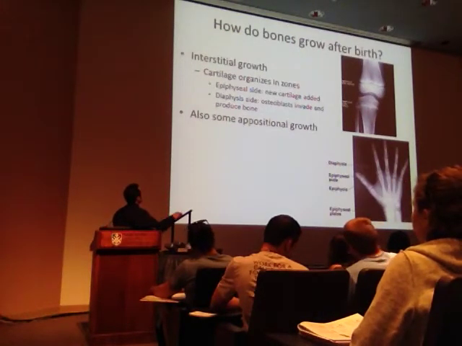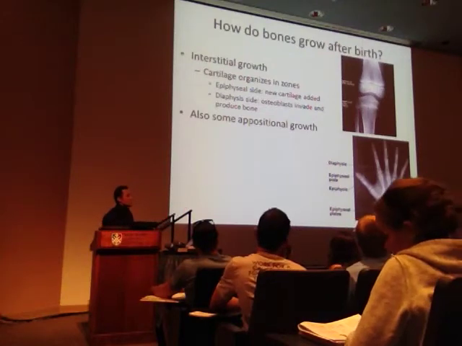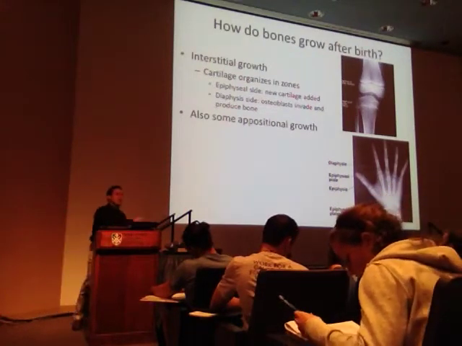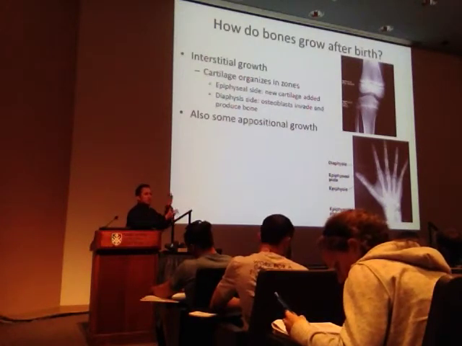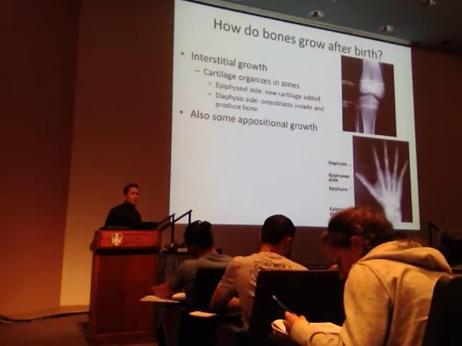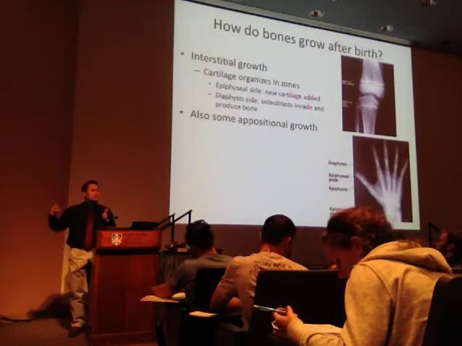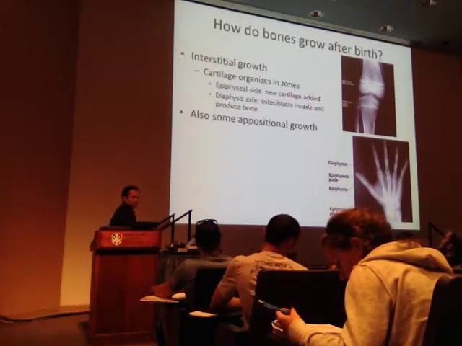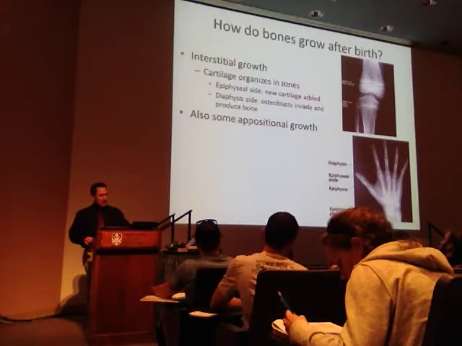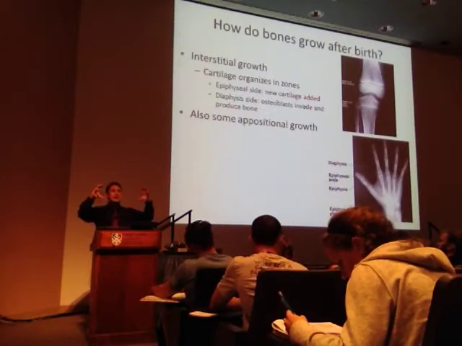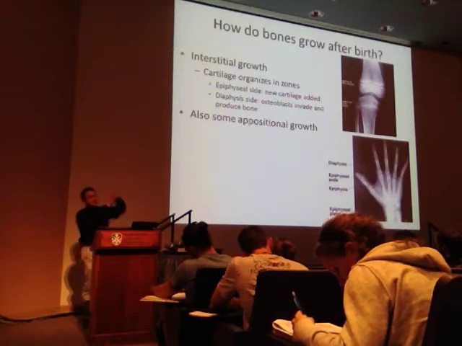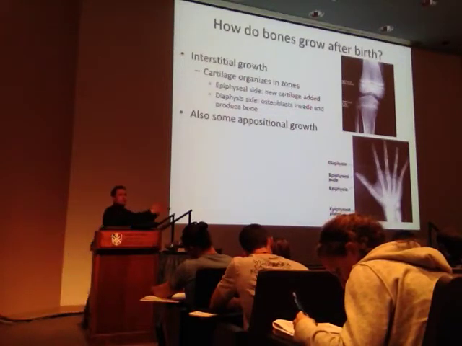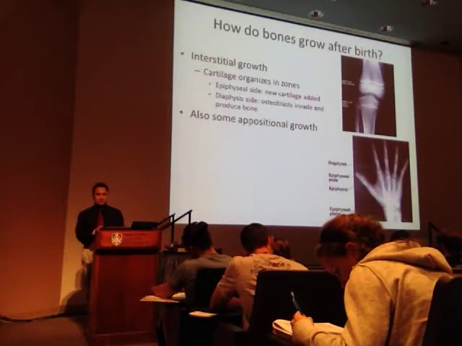This would be called interstitial growth when we see post-development. So in utero, we have intramembranous and endochondral. Once we're born, that's all done. Now we have interstitial growth, or we have appositional growth. Appositional growth is the growth in diameter of the bone. Interstitial growth is lengthening of the bone post-in utero development.